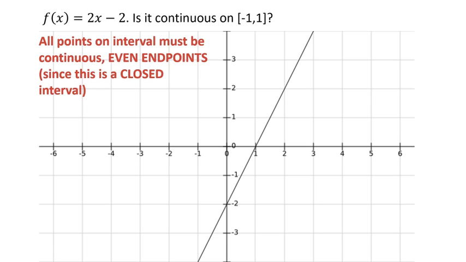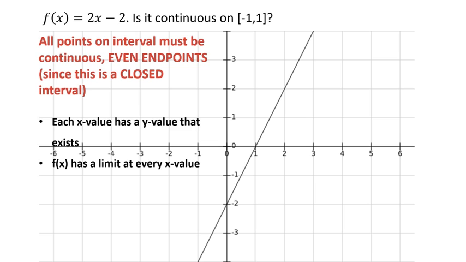Now let's learn how we check if those points are continuous. First, each point has to have a y value at that point that exists. Next, my function must have a limit at every x value. And lastly, those limits have to be found the usual way we're used to, where we just plug in those x values into the function.